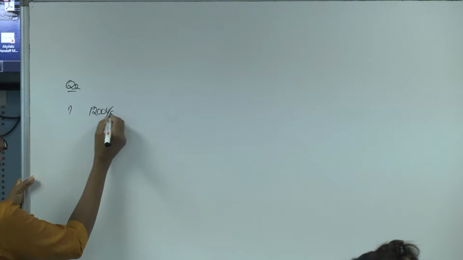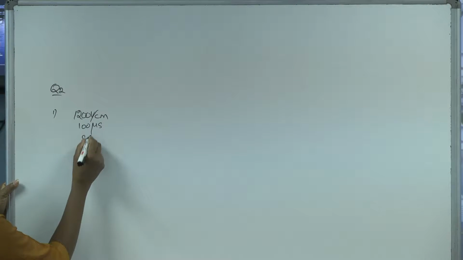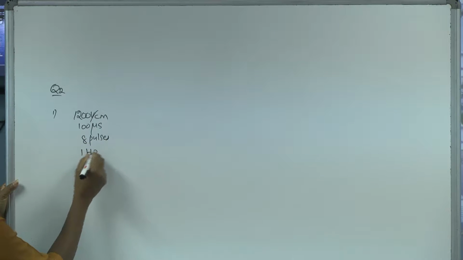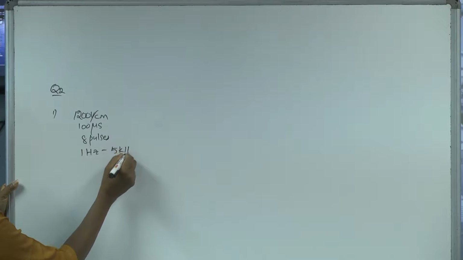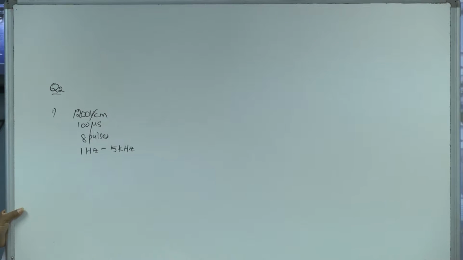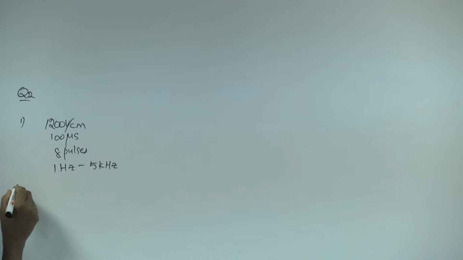Per centimeter, 100 microsecond, 8 pulses, 1 hertz to 5 kilohertz. This is all I need. How long does it take? Someone time it. It takes 10 seconds, maybe 20, maybe 30, maybe 1 minute, maximum 1 minute. Okay? I time it because I had to be correct.